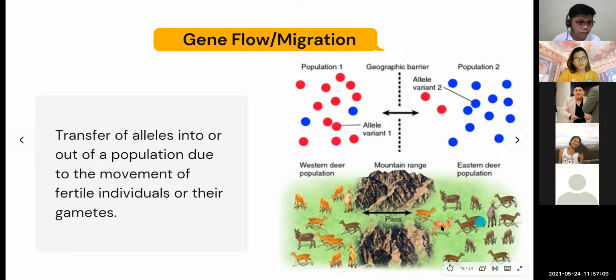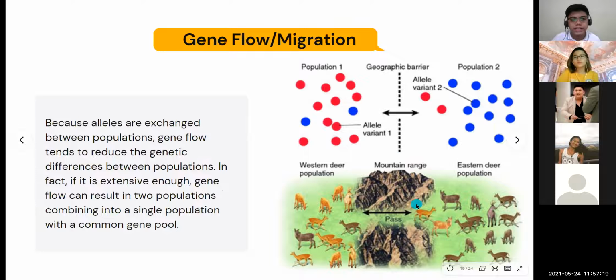So eventually, if the movement of these fertile individuals is extensive enough, it can result in the two populations forming one single population. Since the movement is extensive enough, there is exchange between fertile individuals, and eventually they would also reproduce. The two separate populations can fuse into one single population. Okay, so that is for gene flow or migration.